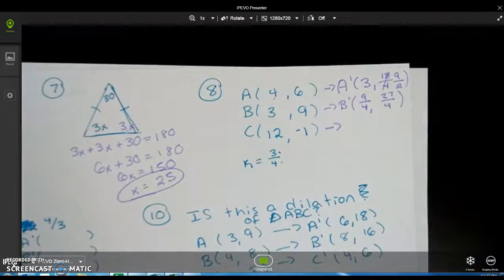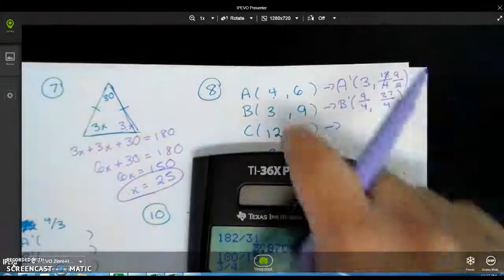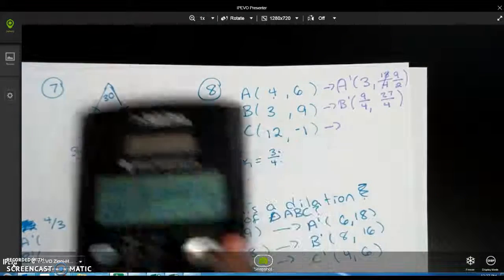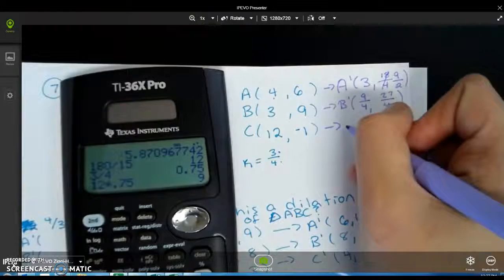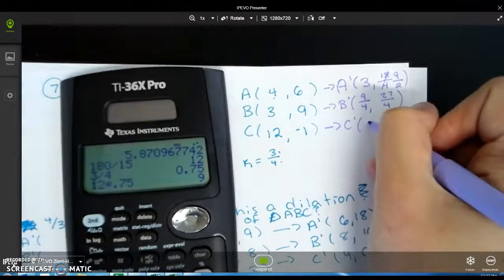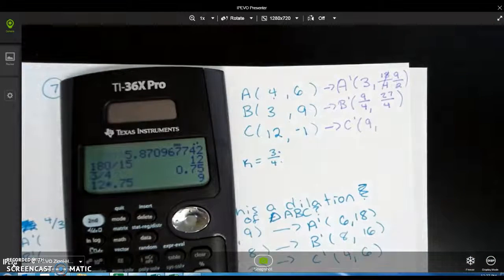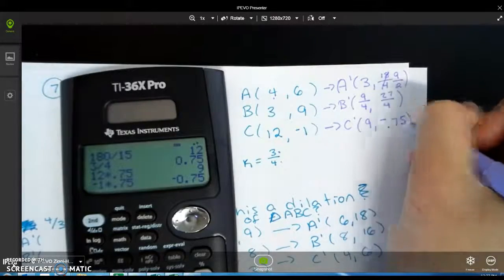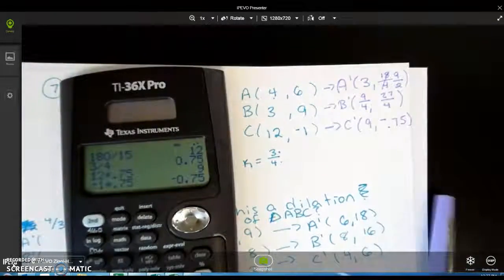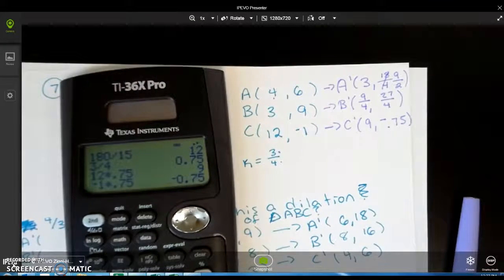The other method, right, is to multiply this by what that would be as a decimal. So I've got 12, and I'm going to multiply that by 0.75. I get 9. And -1 times 0.75 is -0.75. So those are your two options there. You can do either or.